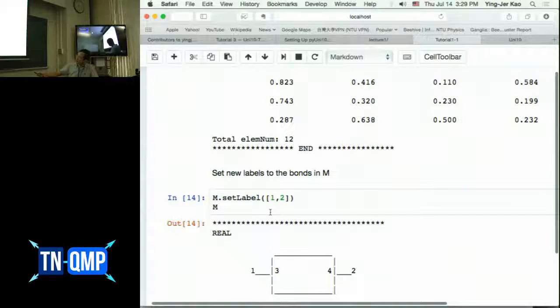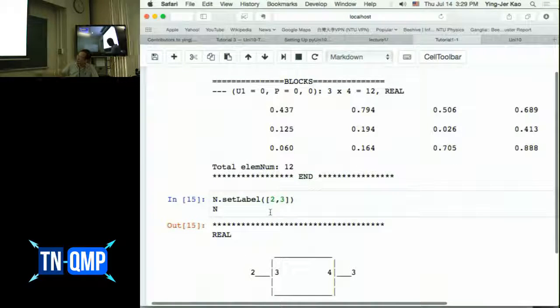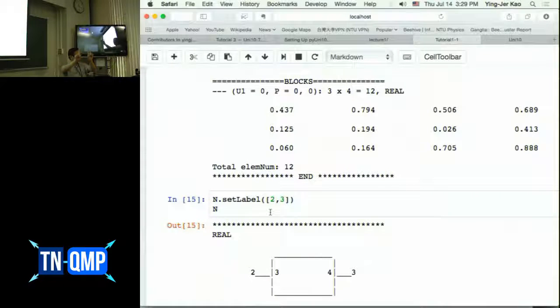There's a function called set label. So I just set label, so this bound label becomes 1 and 2. Then I can contract. Set label: the repeated label will be contracted.